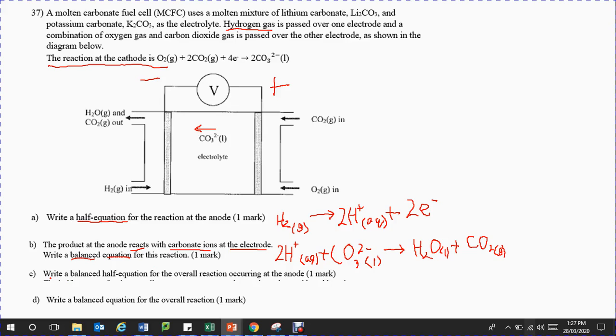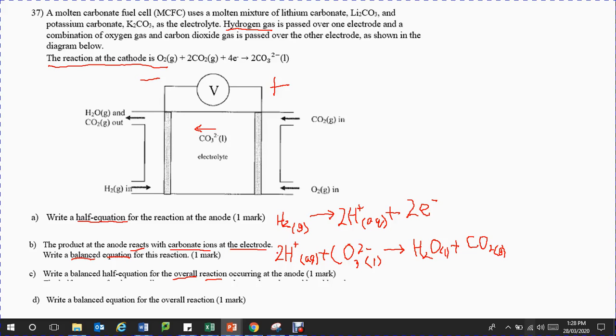C, write a balanced half equation for the overall reaction occurring at the anode. Okay, so in part A, I had to write the half equation. So that was my hydrogen gas undergoing oxidation. It lost 2 electrons. Those electrons go across, react over my cathode. And then my electrolyte moves across and it was reacting with my hydrogen ions.